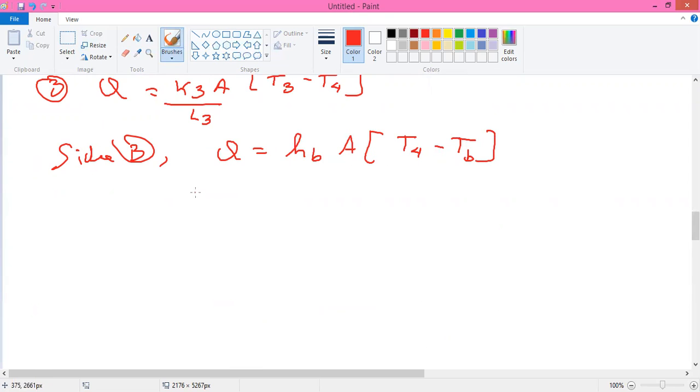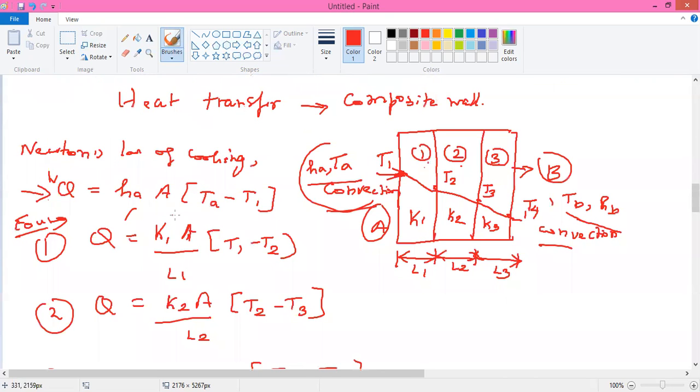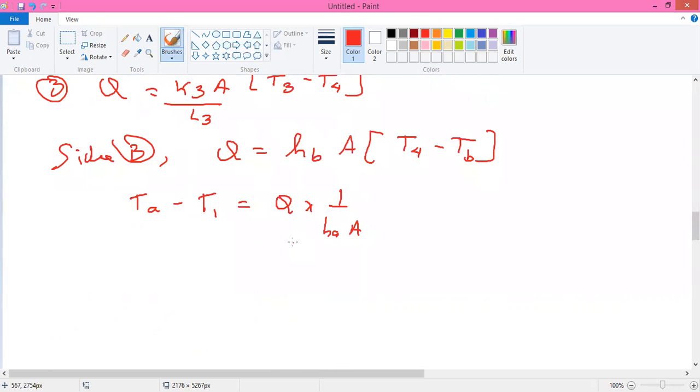Okay. So from the equation, we know that Ta minus T1 is equal to Q into 1 by hA. We find the temperature difference Ta minus T1 equal to Q into 1 by hA, because from this equation the multiplication turns into division. That's why you write it as the equation.